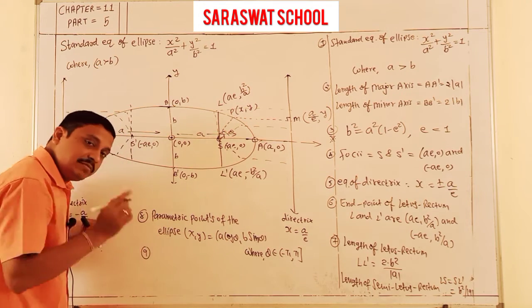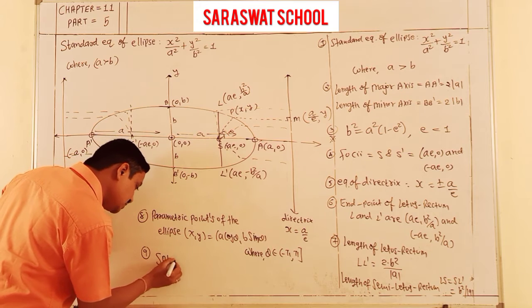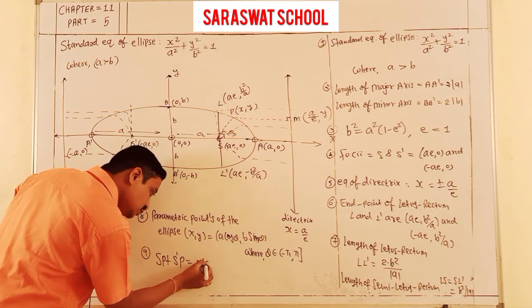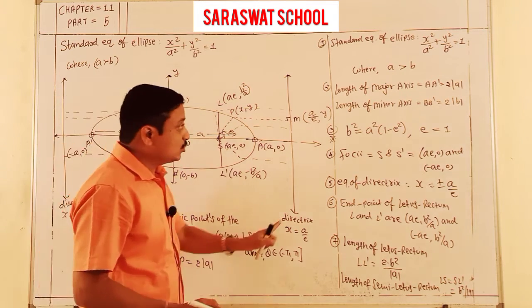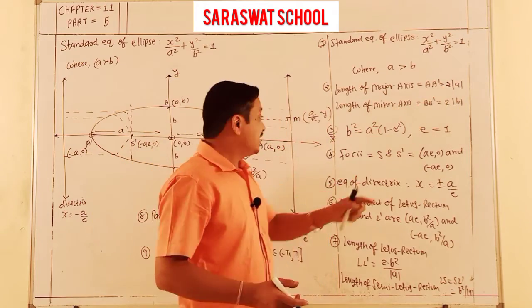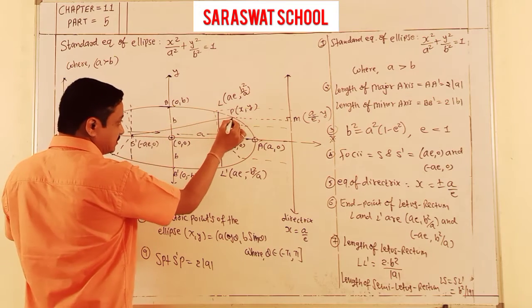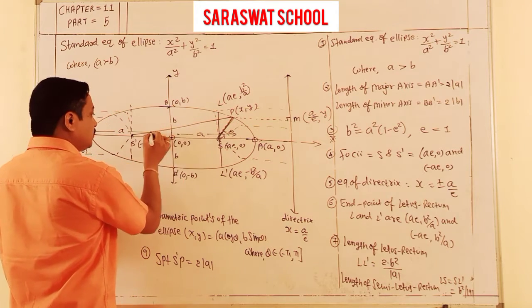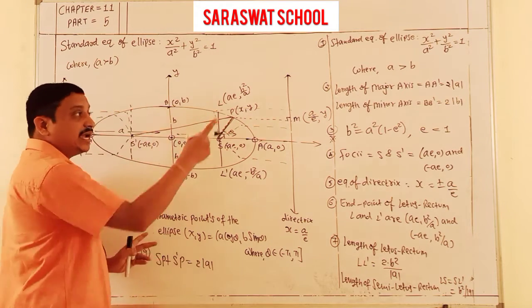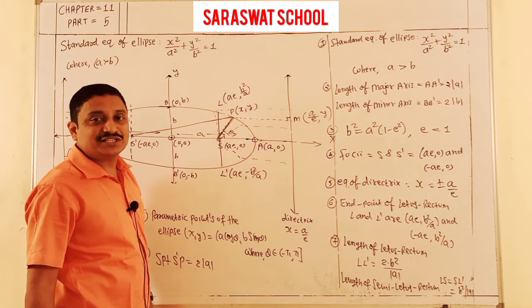And the 9th point is a main point. SP plus S dash P is always 2 modulus a. 2 modulus a, you know, is the length of the major axis. And here see, this is the S to P length and this is the S dash to P length. These total is always equal to the length of the major axis.